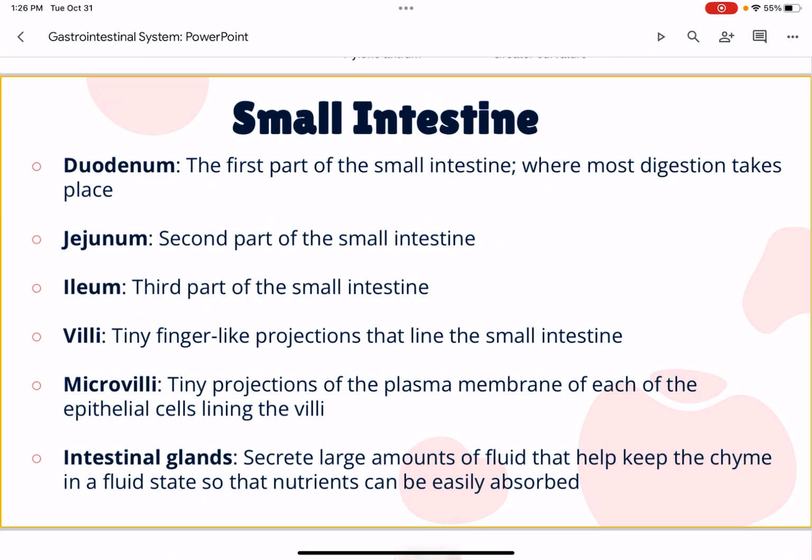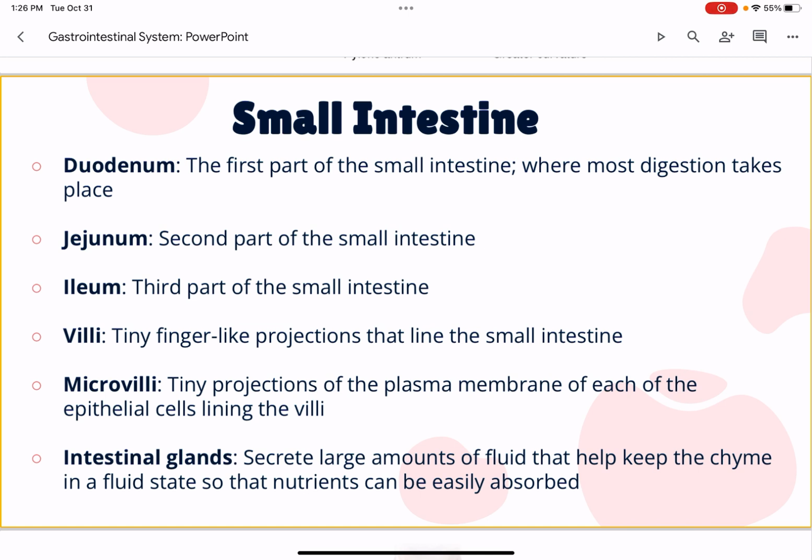Next, we have the small intestine. So the duodenum is the first part of the small intestine where most digestion takes place. The liver and pancreas release digestive juices into the duodenum. Next is the jejunum, which is the second part of the small intestine, and then the ileum, which is the third part of the small intestine.